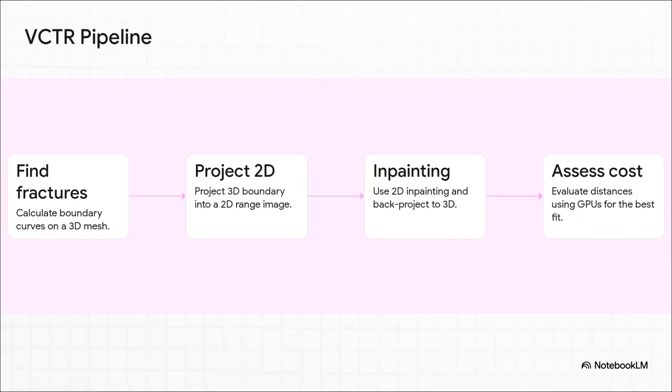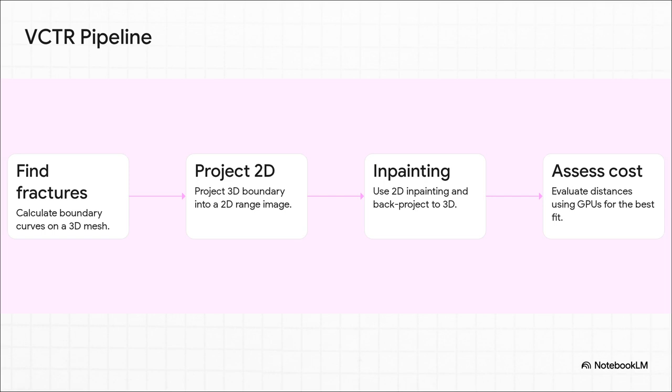But how do you put these continents-apart puzzle pieces back together? Well, traditional assembly algorithms actually fail here because eroded break lines don't perfectly interlock like a fresh puzzle piece out of the box. Instead, the Virtual Cuneiform Tablet Reconstruction Project, or VCTR, uses this novel four-step automated pipeline. First, it calculates the boundary curves and fractures on a 3D mesh. Then, it projects that 3D boundary into a flat 2D range image, uses an in-painting algorithm to computationally guess what the flat surface progression should look like, and then back-projects it to 3D.